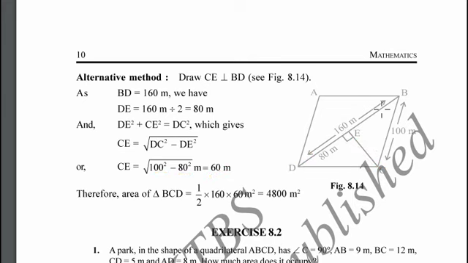The area of triangle BCD is given by half into base into height. Half into base, which is equals to 160 meter, and height, which we calculated, which is equals to 60 meter. So the area is 4800 meter square.